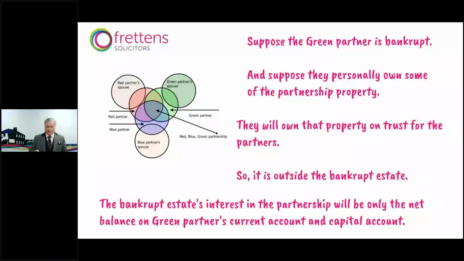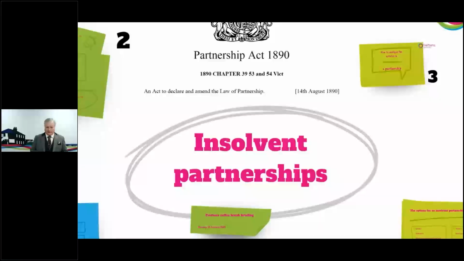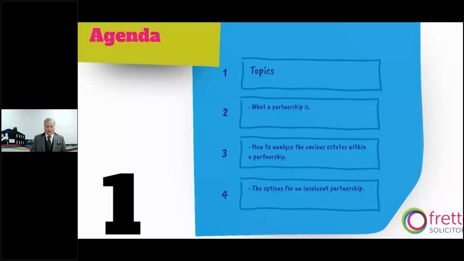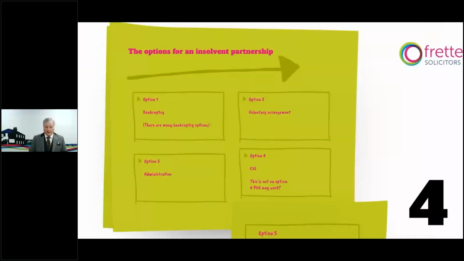So that's looking at how to analyse the estate in a partnership. Now going to move on to the final topic I want to cover, which is the options for an insolvent partnership. And there are sort of 5 options here. I've listed them in this way in terms of familiarity, but I have cheated on a couple of them. But the 5 options that I've listed here, we'll talk about.